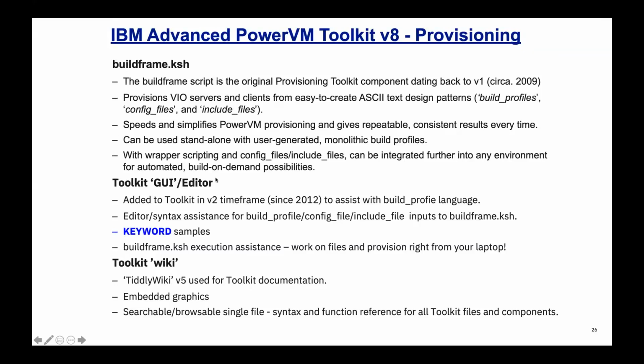We have a UI editor written in Java to make the build frame script. It requires a build profile, which is a skeleton of the design, okay, and which has a certain syntax. And the toolkit UI is provided to make sure the build profiles don't have syntax errors. We also have a toolkit wiki, a single self-contained file, which has embedded graphics. It's a large file with all the documentation and examples you need to operate the toolkit after we enable you.